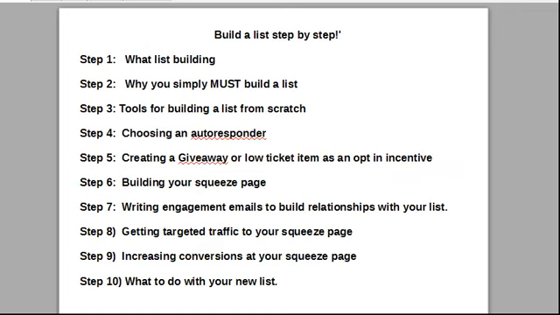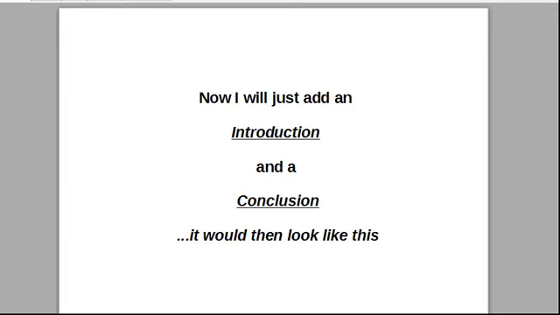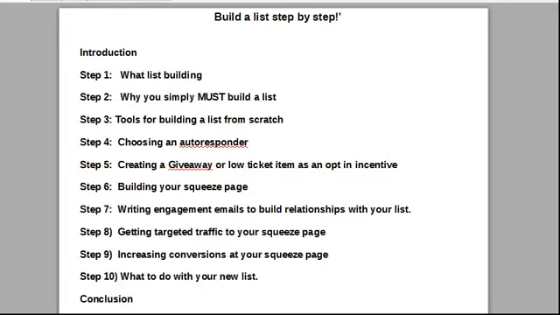You can see at the top there, the title is build a list step by step. Then I've got 10 steps there, starting with what's list building. That's what that's supposed to read, by the way. And so I've got 10 steps there. That basically is like my outline, and I would simply add an introduction and a conclusion. Introduction to the top, conclusion to the bottom, and that would look something like this.